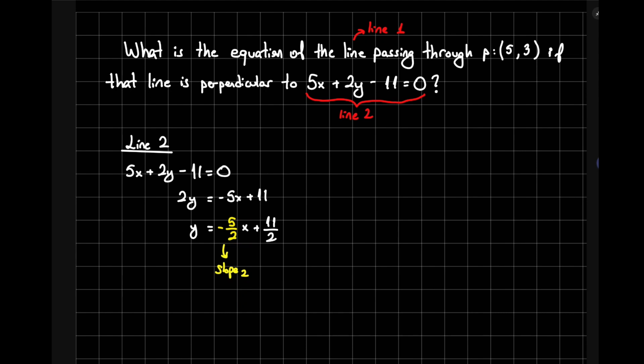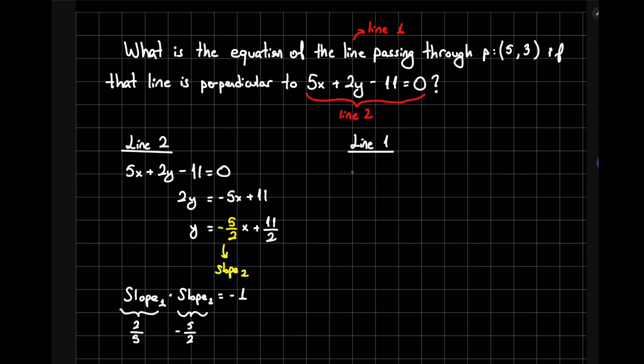We know that if two lines are perpendicular to each other, the multiplication of the slopes of these lines equal to -1. Therefore, I can write this slope 1 times slope 2 equals -1. Our slope 2 equals -5 over 2. Therefore, our slope 1, which is the slope of our first line, line 1, equals 2 over 5. So now let's compute the equation of our line 1.